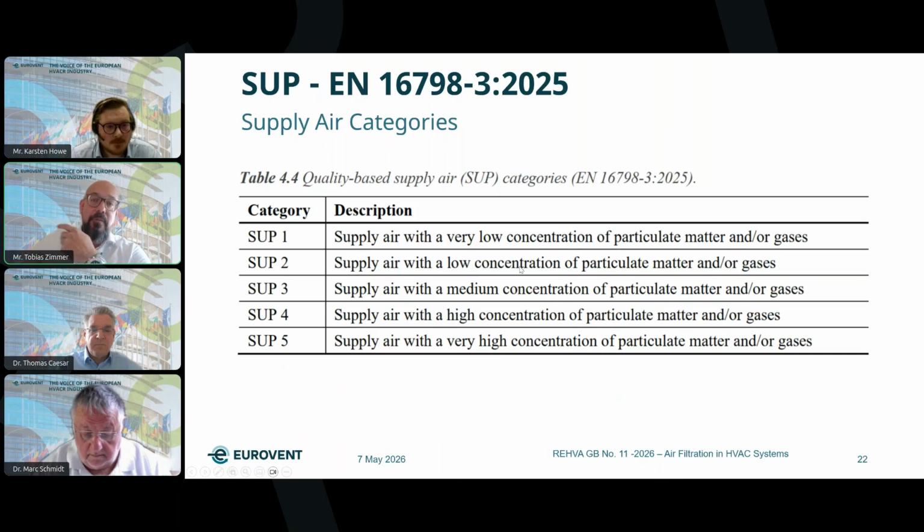There are recommendations in the 426. So for instance, a typical application for SUP 1 would be a hospital or something like that. Supply air 2 is basically the recommendation for offices, schools, universities, everything that's for permanent presence. Supply air 3, staircases, etc. 4 and 5 is more underground parking, garbage rooms, and other places of less interest.